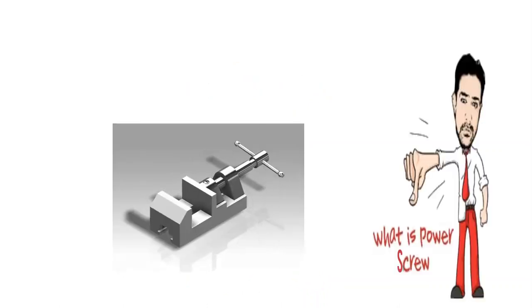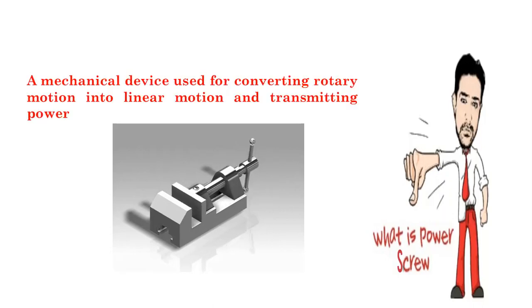What is a power screw? Now guys, you can see in the diagram that when the handle is rotated, the C clamp can move. So basically, a power screw is a mechanical device used for converting rotary motion into linear motion and transmitting power.